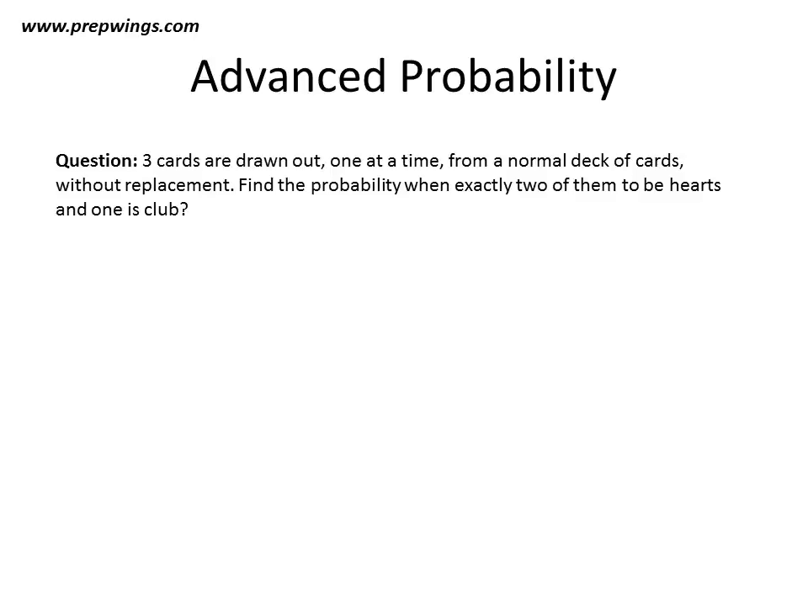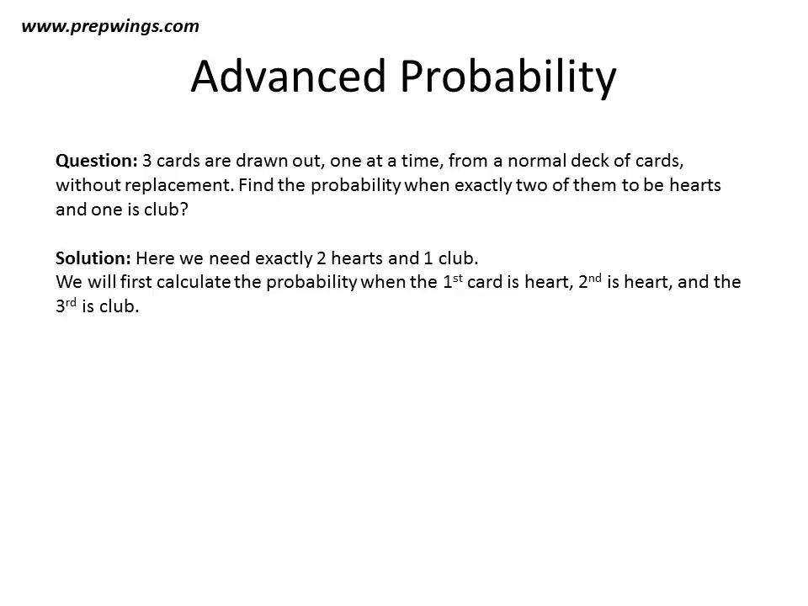So now the question states that 3 cards are drawn out one at a time from a normal deck of cards without replacement. Find the probability when exactly 2 of them are hearts and 1 is a club. So 2 of the cards are hearts and 1 is a club. So here we need exactly 2 hearts and 1 club.